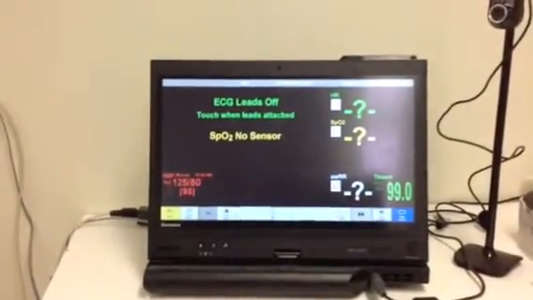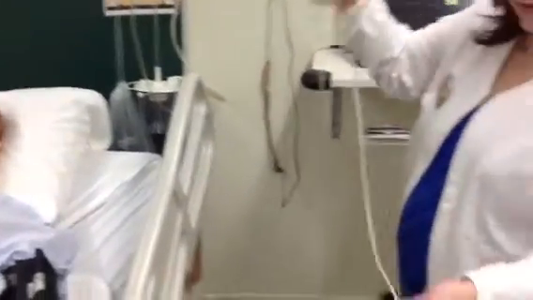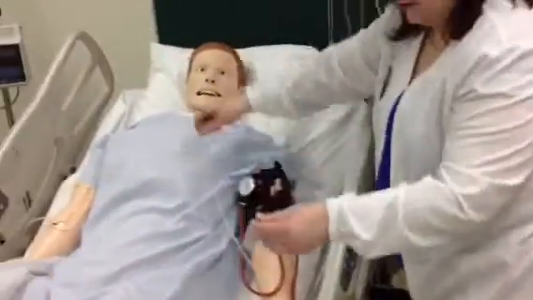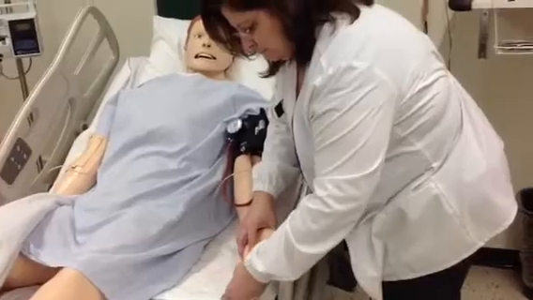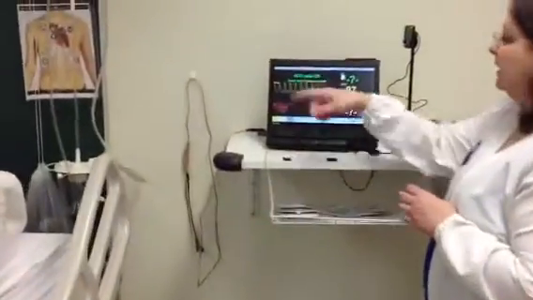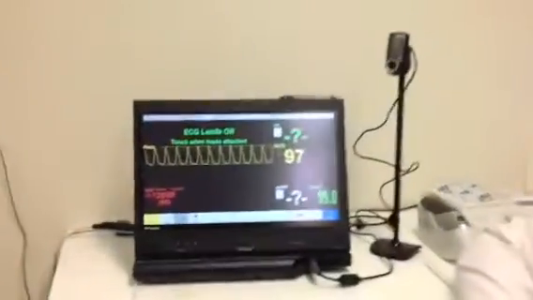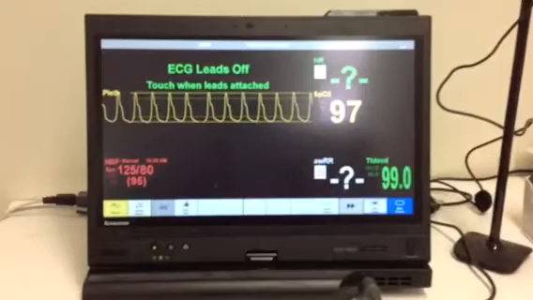Another vital sign, SpO2, of course you know that that is for oxygenation saturation, and that is always hanging right here. And if you take this and put this on any finger of SimMan, you will see it give you a reading. His oxygen saturation level is at 97%.